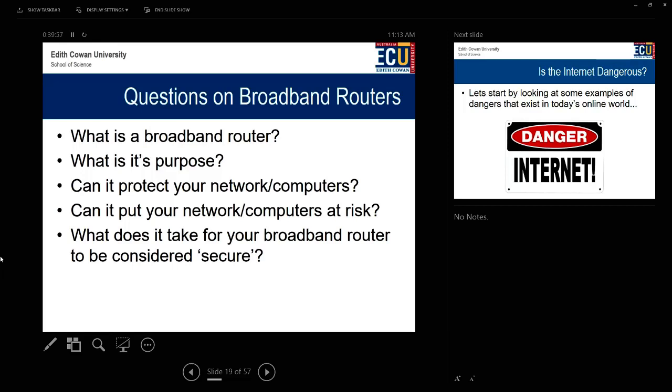The last bullet we will not discuss. This is for you to think about. I will come over to this point in week 12. Why does it take for your broadband router to be considered secure? So you have got 11 weeks to build your answer, and we will have a discussion on this: what does it take for your broadband router to be considered secure, what security settings you need to implement, what security steps you need to configure on your broadband router so that it can be considered as secure.